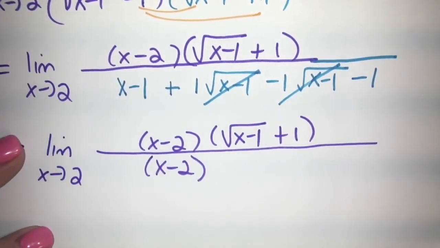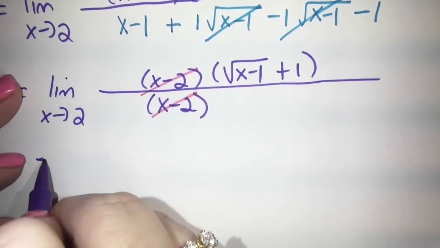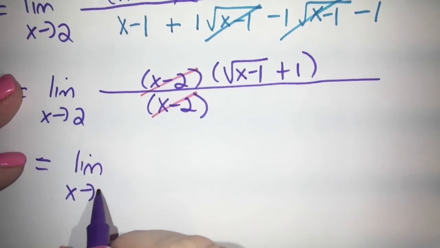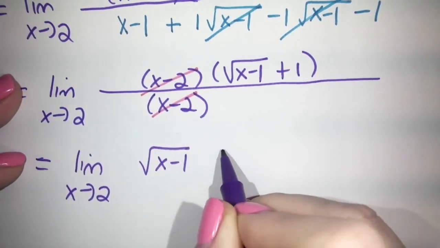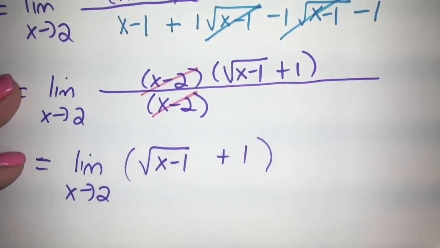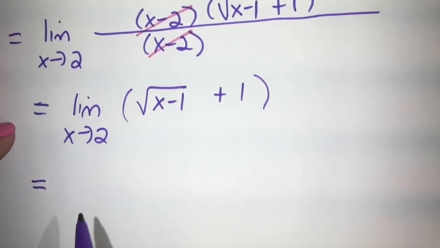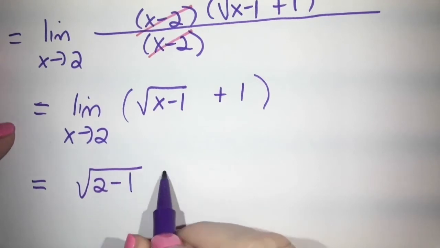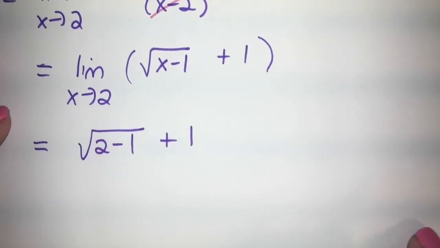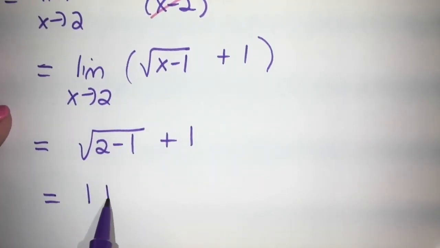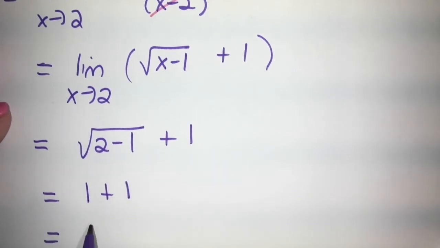And that's what helps us to finish, because now we can cancel these. The x minus 2's are gone, and all we've got left is the limit as x approaches 2 of root x minus 1 plus 1. And that's it. And now we substitute, no longer 0 over 0. So we substitute the 2 in and see what we get. And here we get the root of 1, which is 1, plus 1. And our final answer is 2.